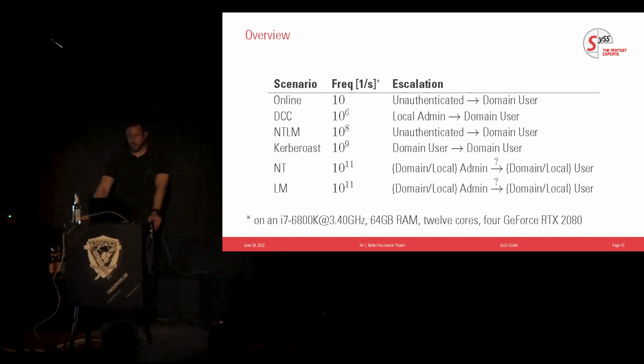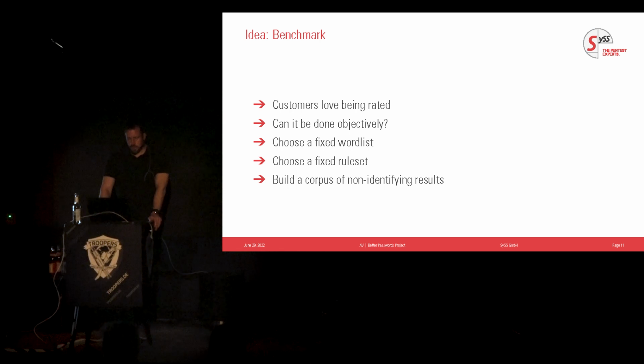It has 4 GeForce graphics cards. It's a pretty beefy machine, but still, an attacker could buy the same hardware. It's not that special. So the reason why I included these hashes is because I had an idea for a benchmark.